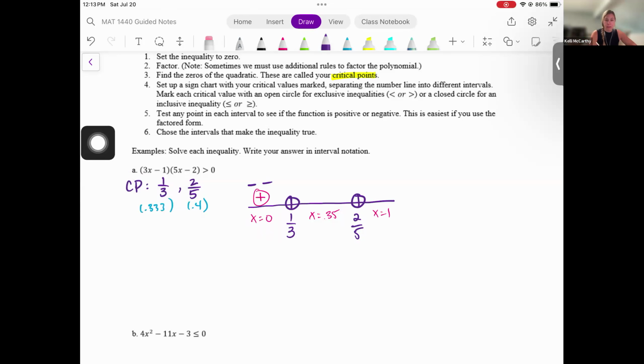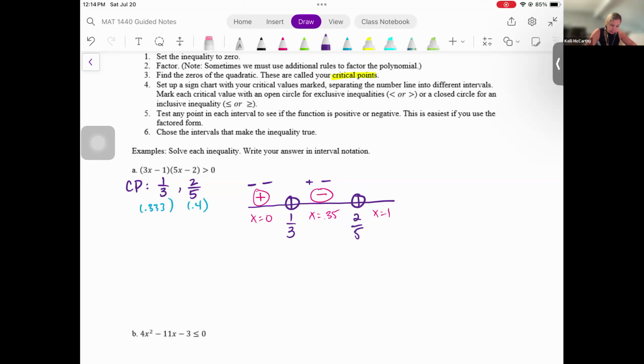Okay, we're going to do the same thing with x equals 0.35. This one's going to be a little bit trickier. When we're dealing with decimals, it's always a little bit harder. So 0.35 plugged into my first factor is actually going to be positive because 3 times 0.35 is going to be greater than 1. And then 0.35 in my second factor is going to be negative. And then the product of a positive and a negative is negative.